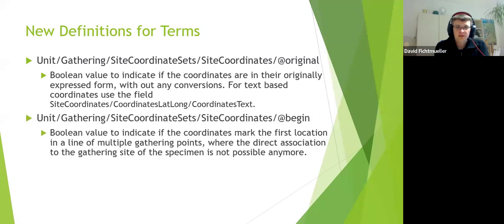And then related to that, for the site coordinate sets begin, Boolean value. So in the technical aspect within the schema, those are defined as Booleans. So it's clear it has to be true or false. It cannot be anything else, which again kind of makes the definition a bit easier, because what could be expressed here? Boolean value to indicate if the coordinates mark the first location in a line of multiple gathering points where the direct association to the gathering site of the specimen is not possible anymore. Again, it's probably a case that has never come up, and that's the best estimate.